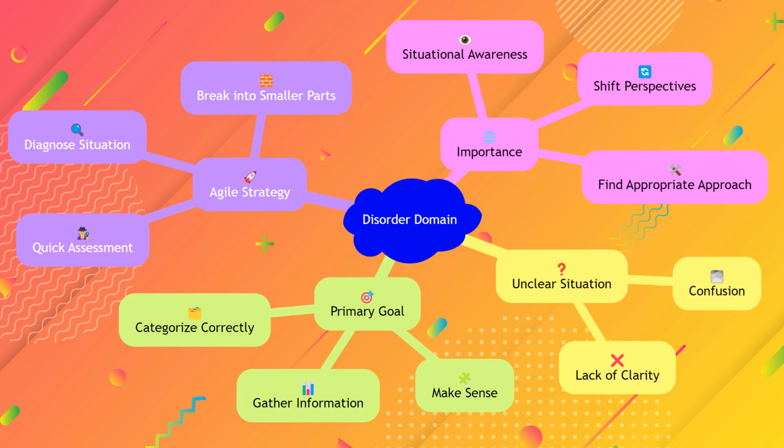In agile strategy, the disorder domain requires leaders to quickly assess and diagnose the situation, often by breaking it down into smaller parts that can be managed within the other domains. This domain highlights the importance of situational awareness and the ability to shift perspectives to find the most appropriate approach.